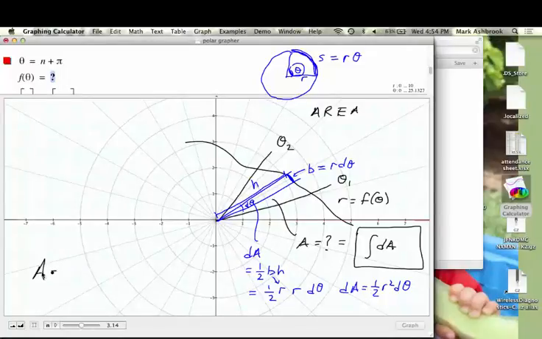So our area is going to equal the integral from theta 1 to theta 2 of 1/2 r squared d theta. And what is r? R is our function of theta, so it's our f of theta function squared, times d theta.